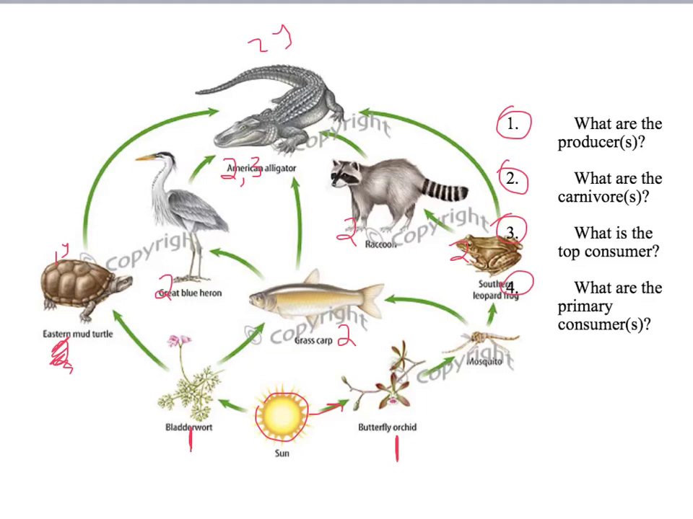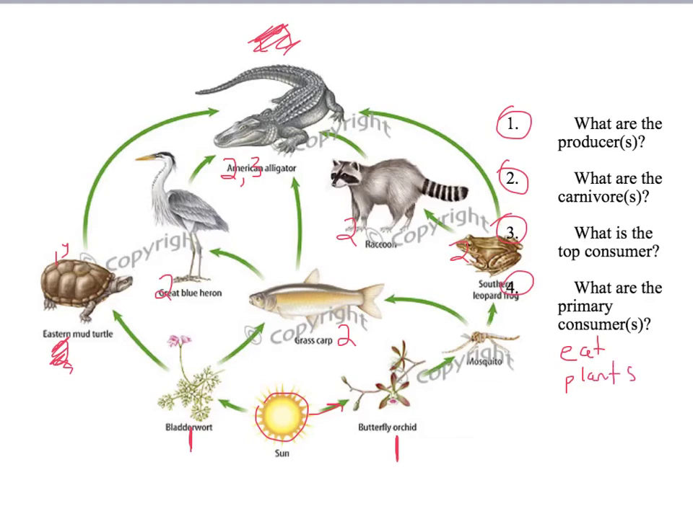Or you could have it be a tertiary consumer or even a quaternary consumer. So alligators exist at different levels in this food web. And then what are the primary consumers? Remember, primary consumers are going to be the ones that eat plants, or they're herbivores.